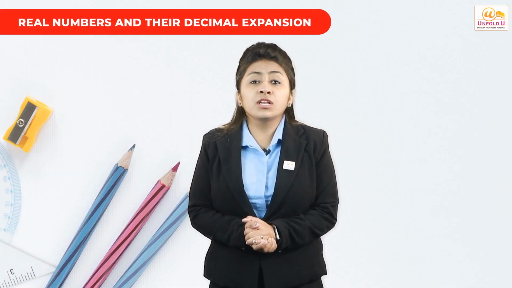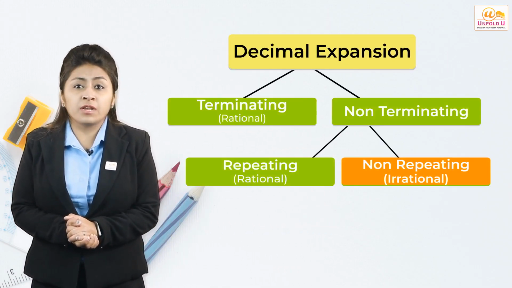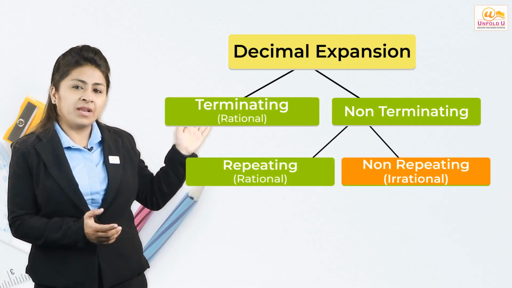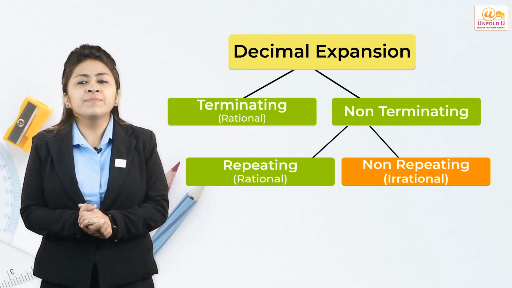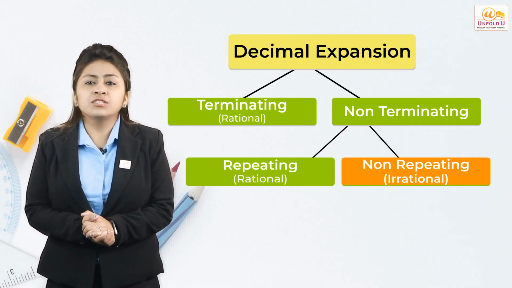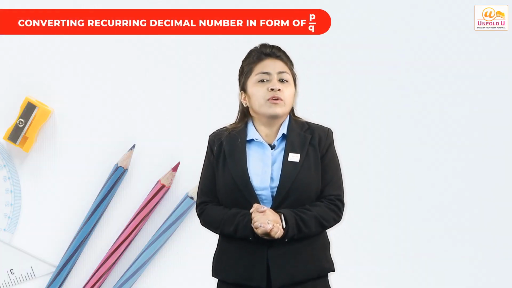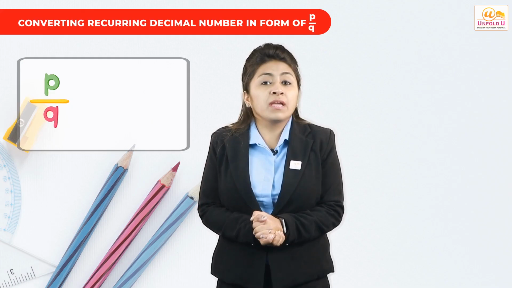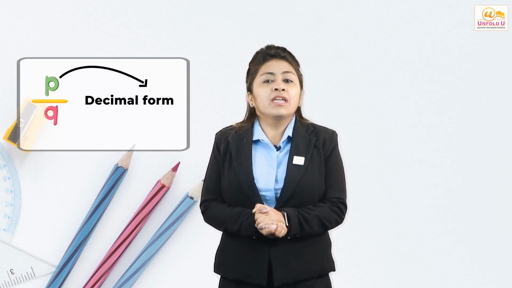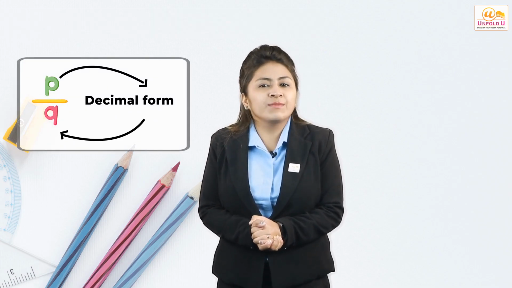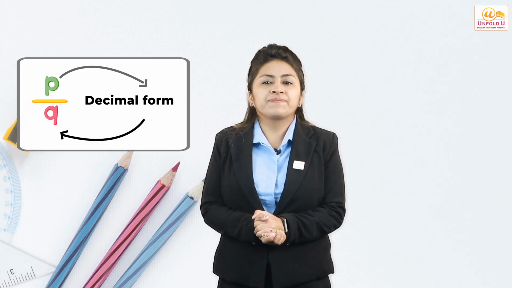Since real numbers include both rationals and irrationals, the decimal expansion of real numbers can be either terminating or non-terminating, which is further classified as repeating and non-repeating. We have learned how we can convert p by q into decimal form. Here we will know how we can convert the decimal form into p by q form.